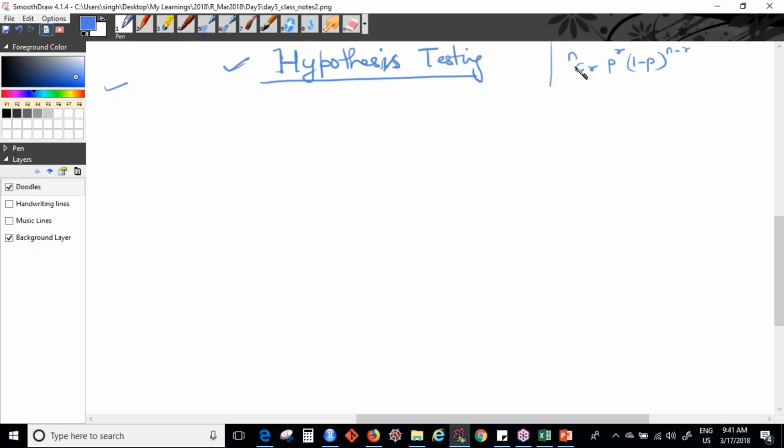You can use the binomial theorem when you have to find probabilities where the events are independent of each other. So any successive events or trials are independent of each other, and when you have only two outcomes, success and failure, that is when we can use the binomial theorem to calculate the probability. Now this will help us to understand hypothesis testing. Again, let me explain hypothesis testing using another example.